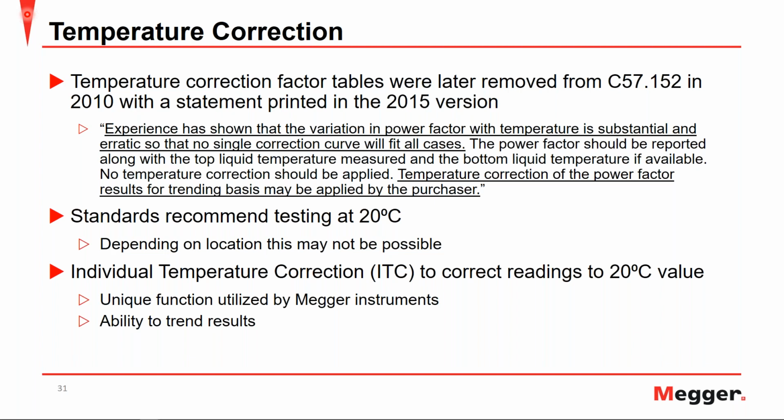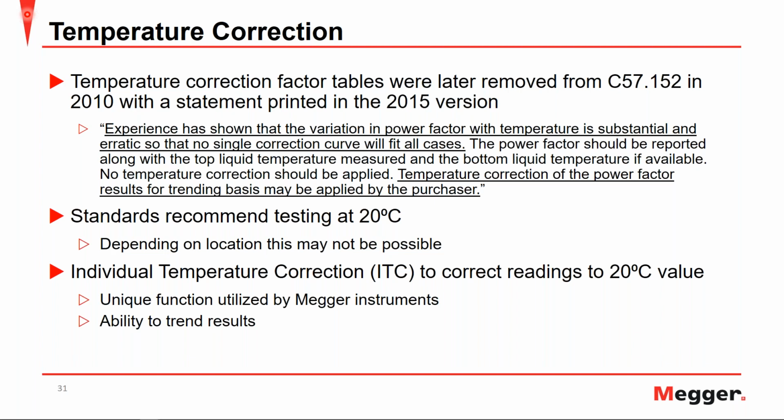In the last sentence, we have that temperature correction for power factor results for trending basis may be applied by the purchaser. So the standard recommends performing the test at 20 degrees C, but as we know, depending on the location, this may not be possible. As you go further north, it's likely to be more cold, and if you're in Texas, like we are, or I am, then it's likely to be more hot.